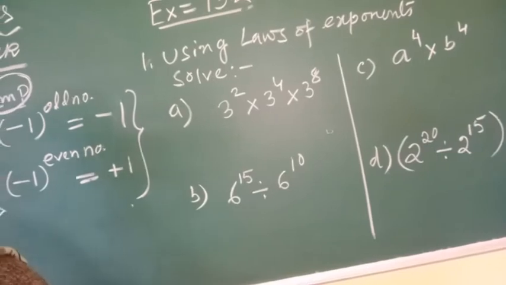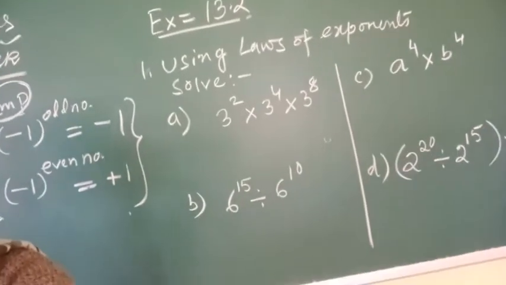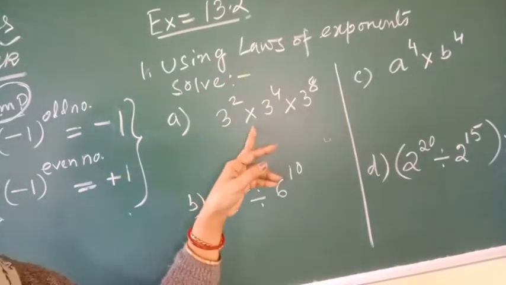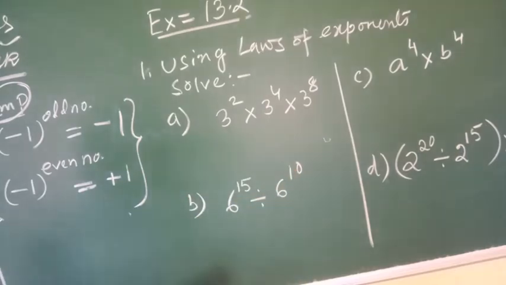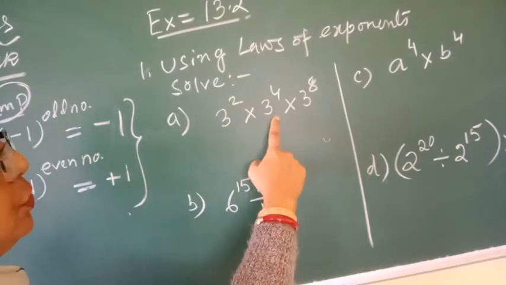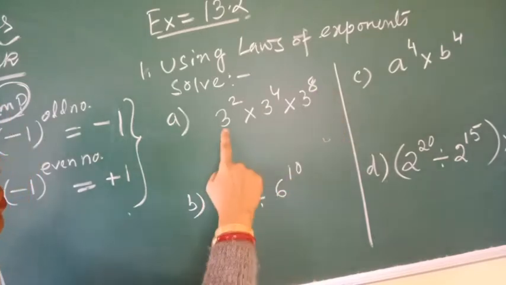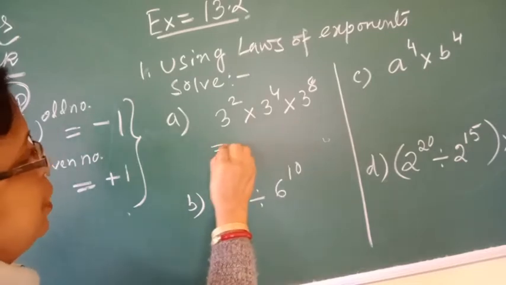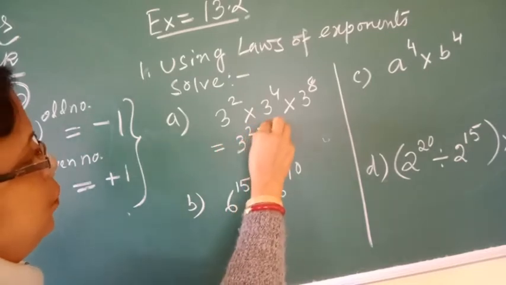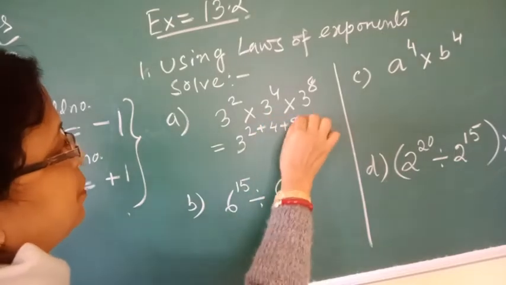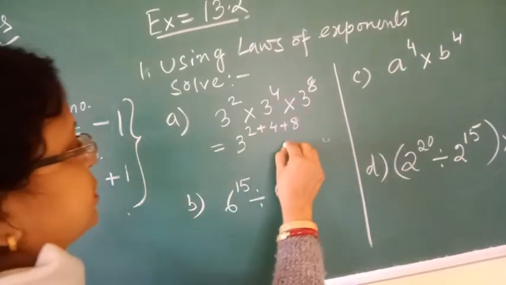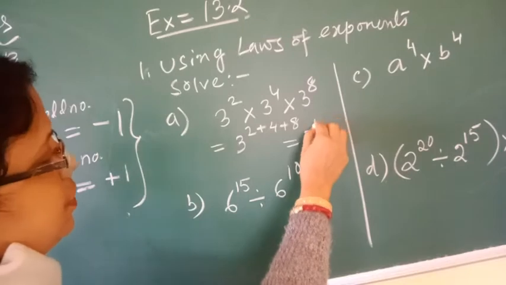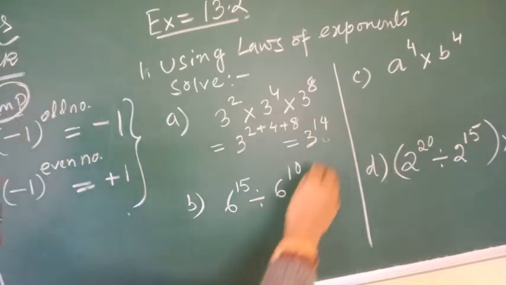We will start the sum by using the laws of exponent. Laws of exponent now you have to use here for solving this kind of sums. So here you can see 3 to the power 2, 3 to the power 4, 3 to the power 8. Bases are same, powers are different, all are with the multiplication sign. So what you have to do, 3 to the power 2 plus 4 plus 8, all the powers will be added. Then what you will get: 4 plus 2, 6, 6 plus 8, 14. 3 to the power 14, it is the answer.